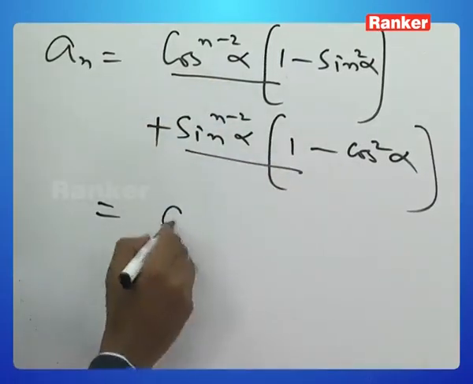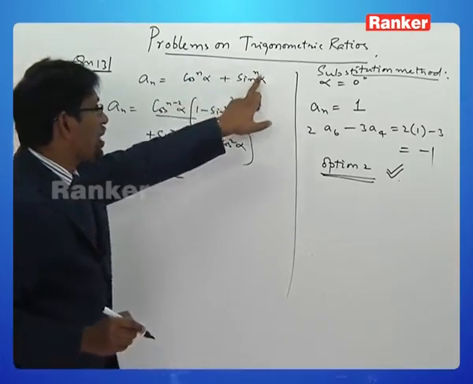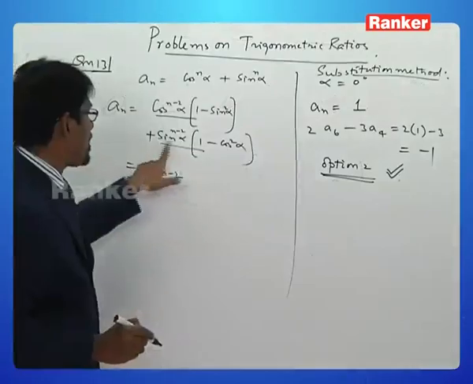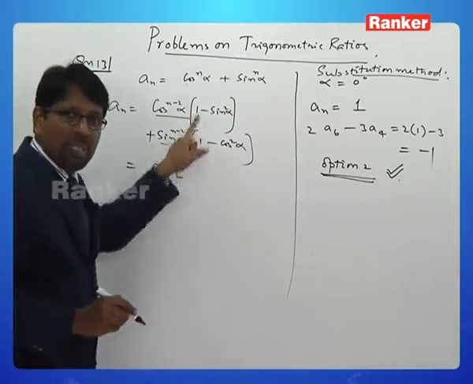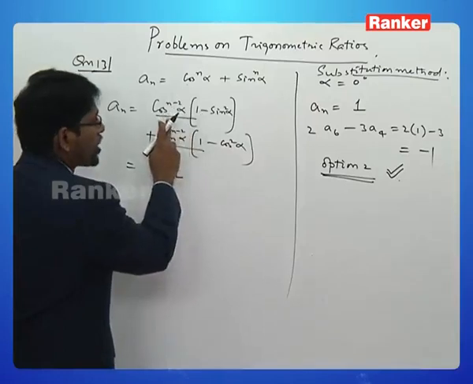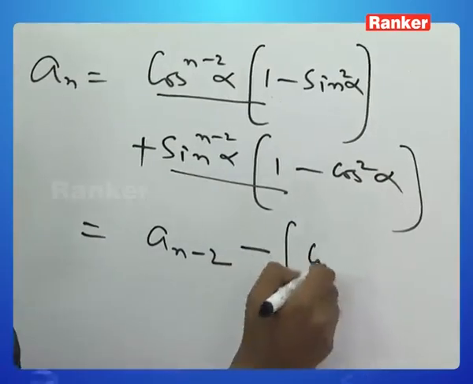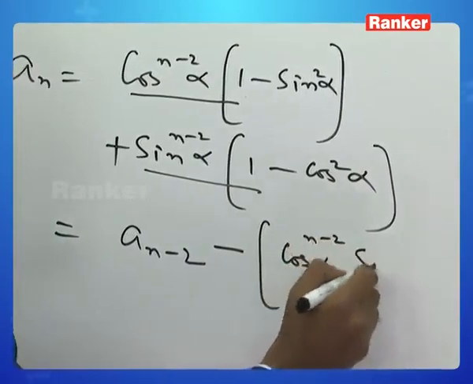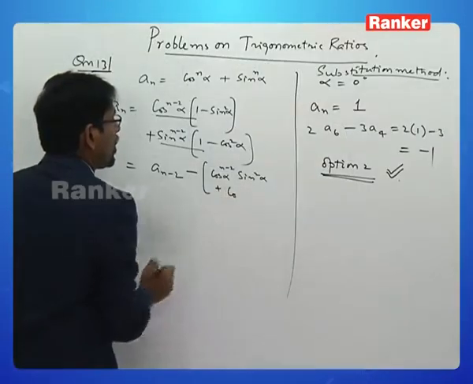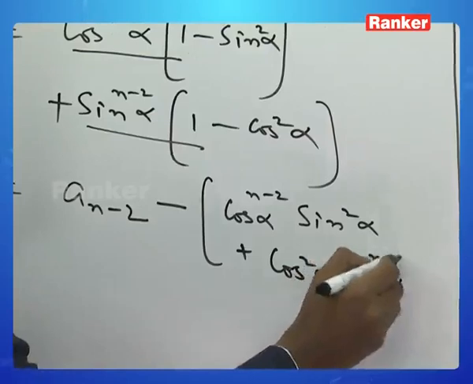If you club these two, that turns out to be an minus 2, because an is cos alpha power n plus sin alpha power n. By our notation, cos alpha raised to the power n minus 2 plus sin alpha raised to the power n minus 2, that is clubbing the first two terms after expansion, we get an minus 2. And then what you observe is we get cos alpha raised to the power n minus 2 minus cos alpha raised to the power n minus 2 into sin square alpha plus cos square alpha into sin alpha raised to the power n minus 2.